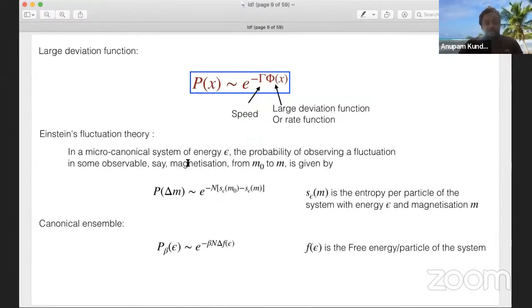So let me in particular say that in Einstein's fluctuation theory, one considers a microcanonical system of energy E, and then if you consider the probability of observing a fluctuation in some observable, say magnetization, from M0 to M, this is given by this, and it is in the large deviation form, where S(E, M) is the entropy per particle. Similarly, in the canonical ensemble, the probability of finding a system at energy E also has this kind of large deviation form, where the large deviation function is the free energy.